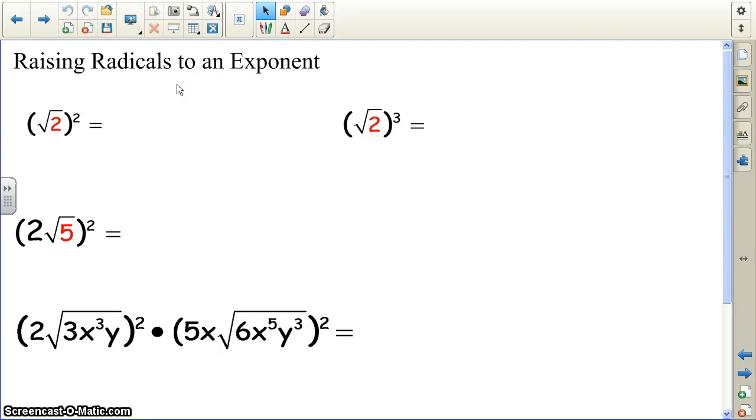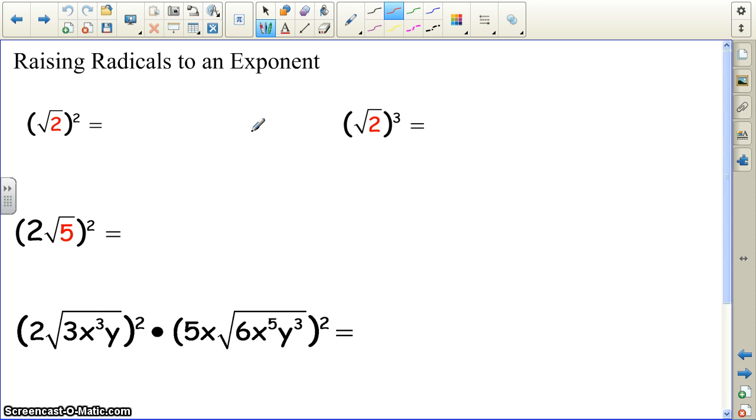We're going to look at taking a radical and raising it to a power. As you can see here, we've got 4 examples that we're going to look at, and then that'll be it for this video. It should be pretty short and sweet.